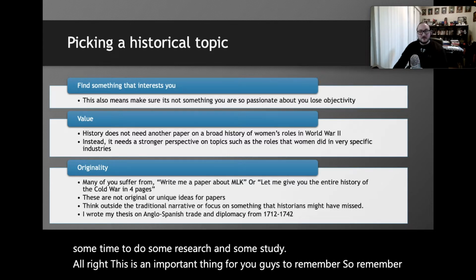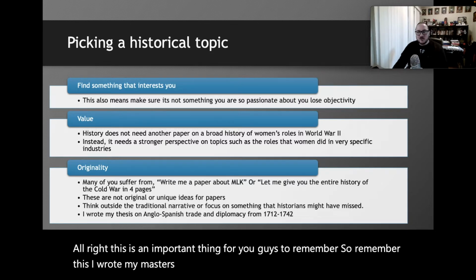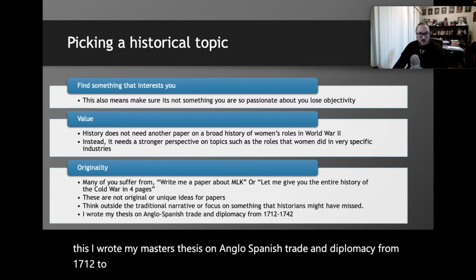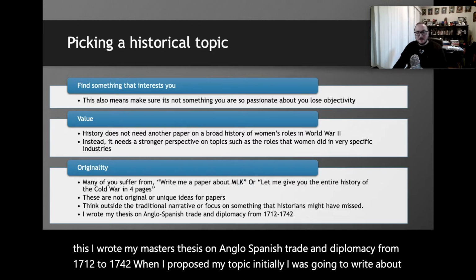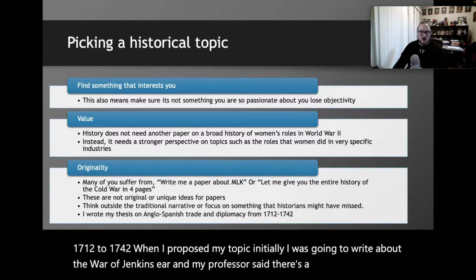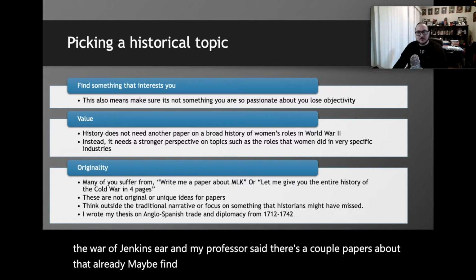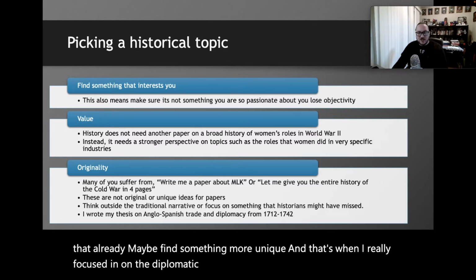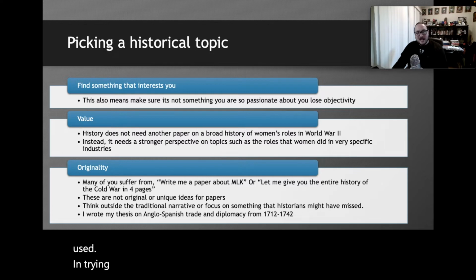I wrote my master's thesis on Anglo-Spanish trade and diplomacy from 1712 to 1742. When I proposed my topic initially, I was going to write about the War of Jenkins' Ear, and my professor said, oh, there's a couple papers about that already. Maybe find something more unique. And that's when I really focused in on the diplomatic efforts that the British used in trying to gain access to the trading markets of Spain. Not a lot of people had ever studied that.